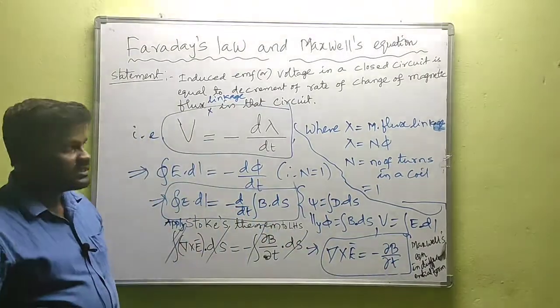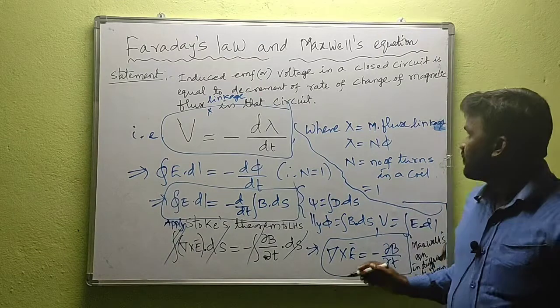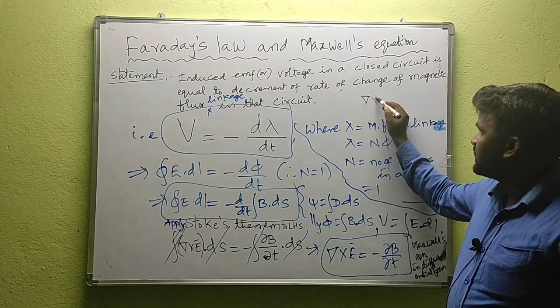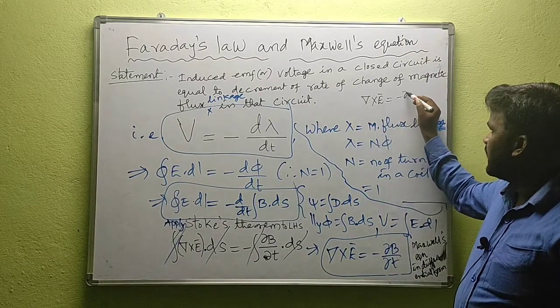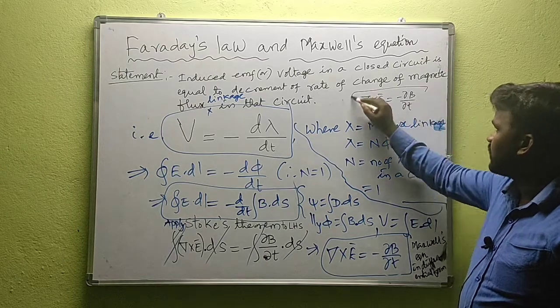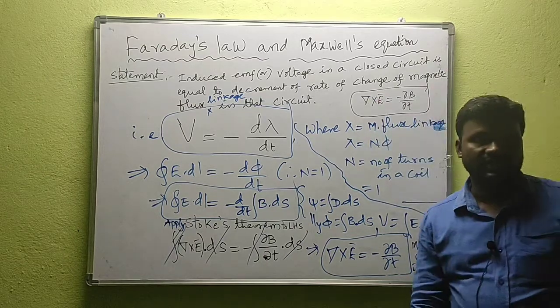What is the conclusion? We can conclude that from Faraday's law we can derive del cross E equal to what? Minus del B by del t. So, this is one of the Maxwell's equations in differential form.